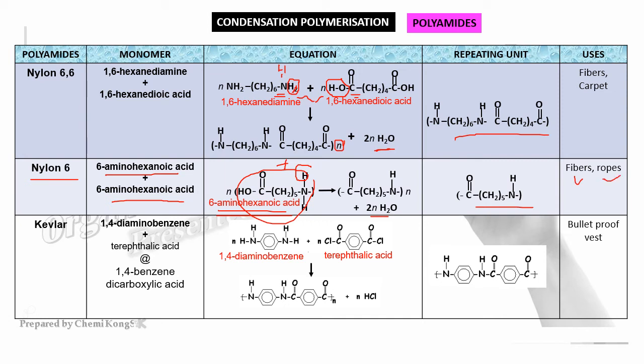The third example, Kevlar, is a reaction between 1,4-diaminobenzene and terephthaloyl chloride, or another name is 1,4-benzene dicarboxylic acid derivative. If you notice here, I didn't use carboxylic acid. This is a derivative of carboxylic acid, which can actually be accepted. It will eliminate the H and Cl. So this is the terephthaloyl chloride, and then the elimination product is HCl, and then joining the N and C, it will form the polymer. So actually this is the amide bond.